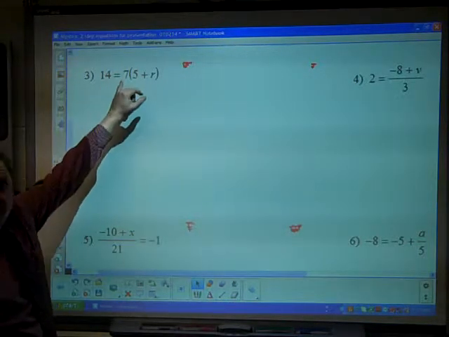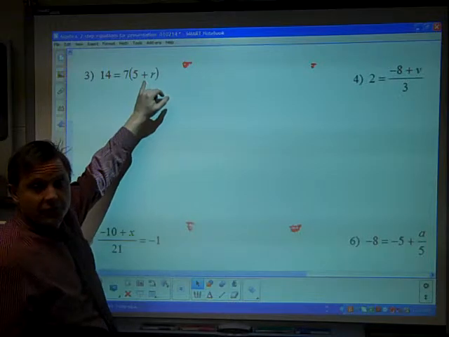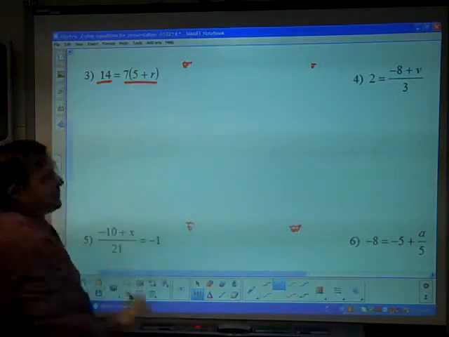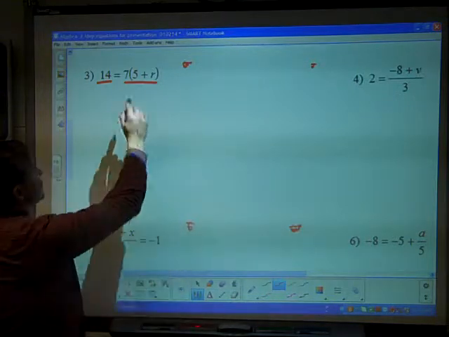Okay, now again, this time there are parentheses. There are only 2 terms, the 14 and this. So the first thing you got to do is multiply. Well, I need to distribute this.